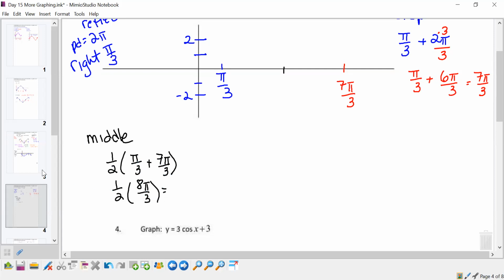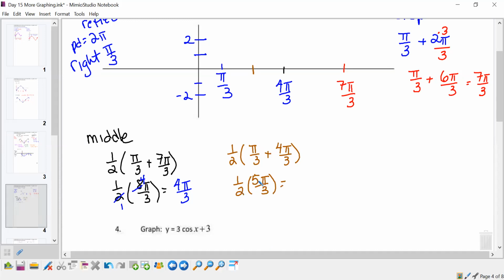I'm going to reduce here before going bigger. So 2 goes into 8 4 times, and we are left with 4 pi over 3 in the middle. Now we need to do 2 more middles. A middle here. That's 1/2 of 5 pi over 3.